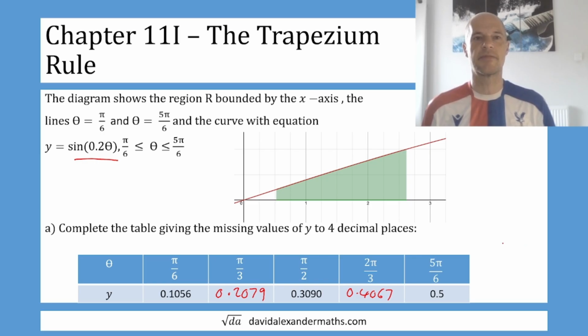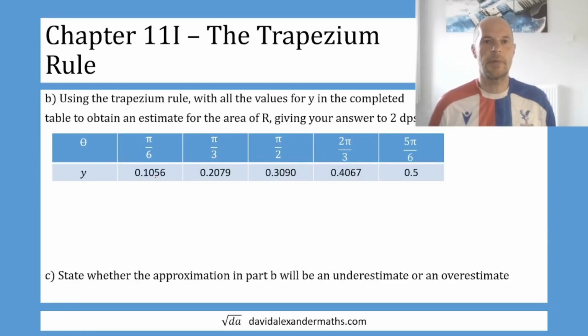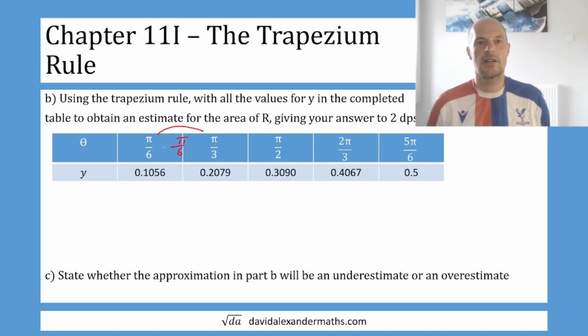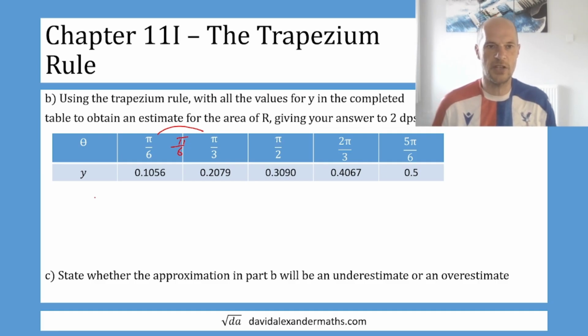Nice and easy. Okay, so for part B, what we need to do is work out the height of these trapeziums. So what's pi over 3 minus pi over 6 is pi over 6. So the height of each trapezium is pi over 6. If I add pi over 6 to pi over 6, I get pi over 3, plus another pi over 6 takes me to pi over 2.